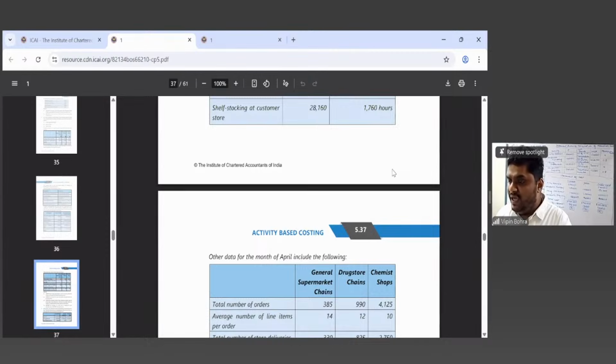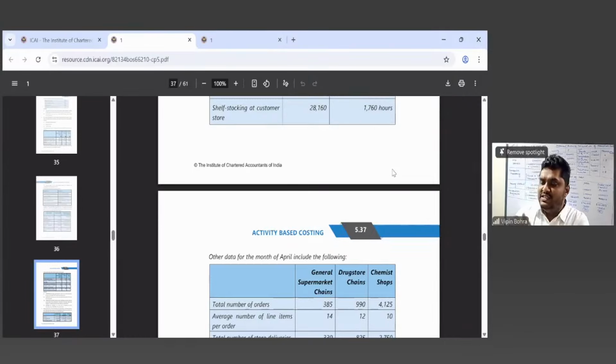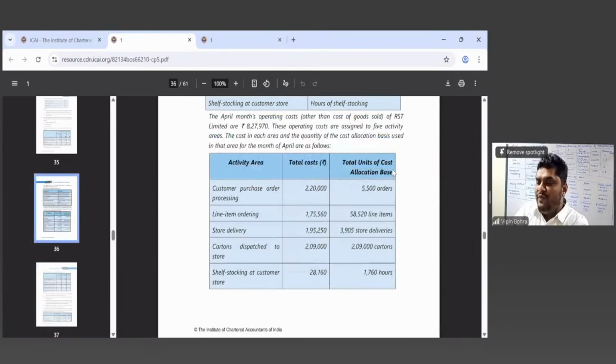See, we have the total number of orders, that is 385 plus 990 plus 4125. So the total number of orders is 5,500. The total of these three, that is 385, 990 and 4125, is 5,500. So we have got it. The total number of orders is 5,500.